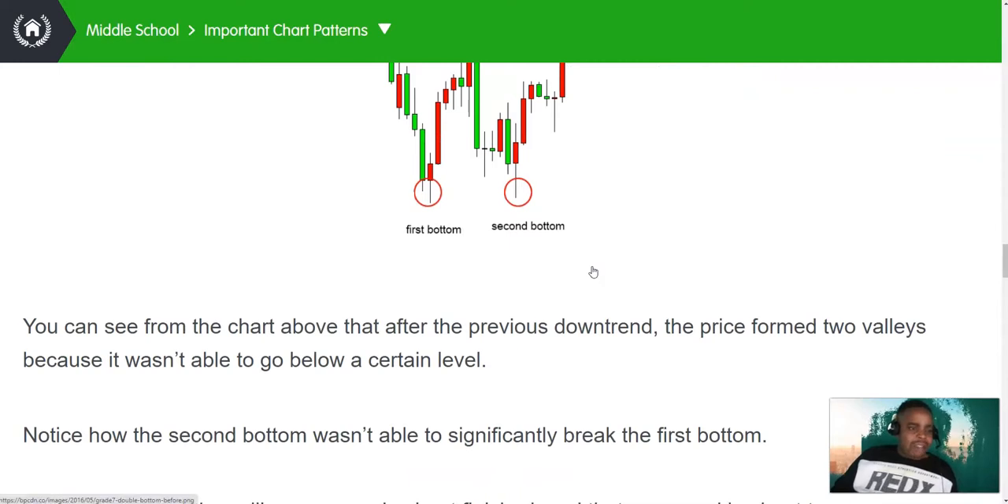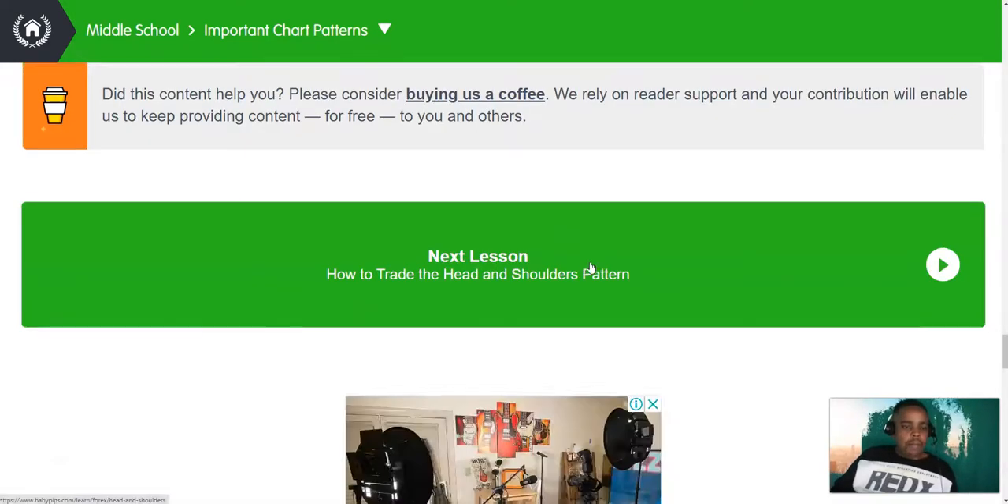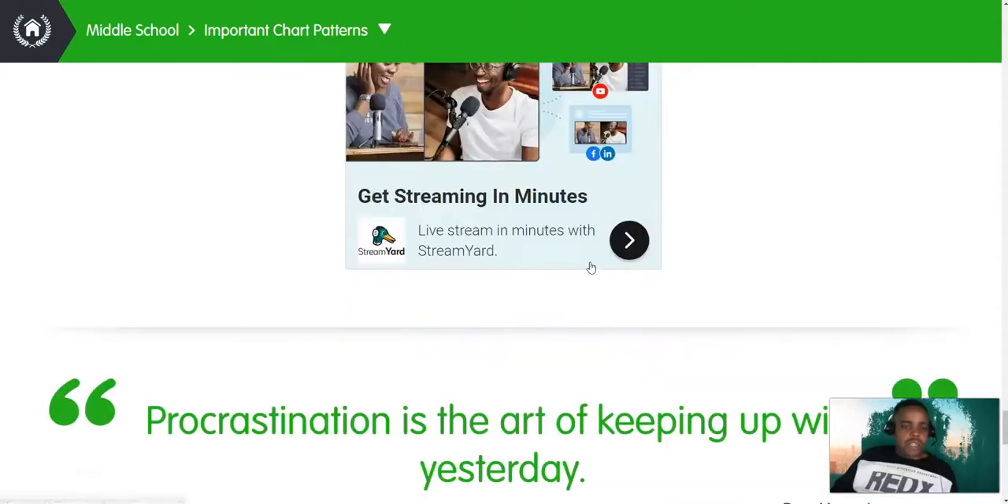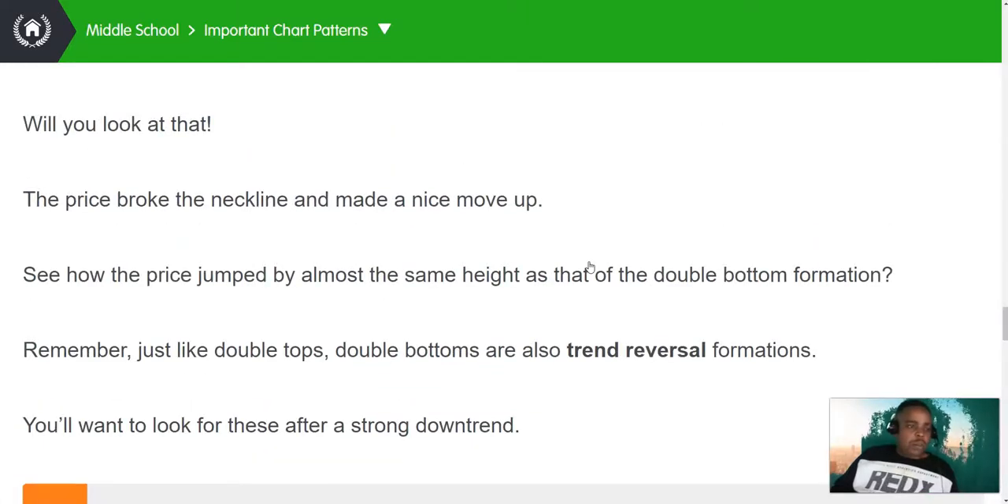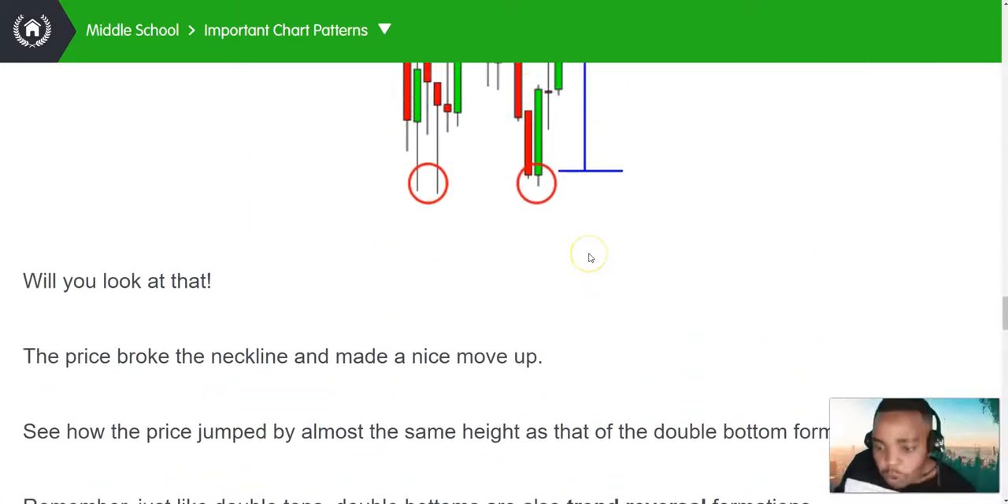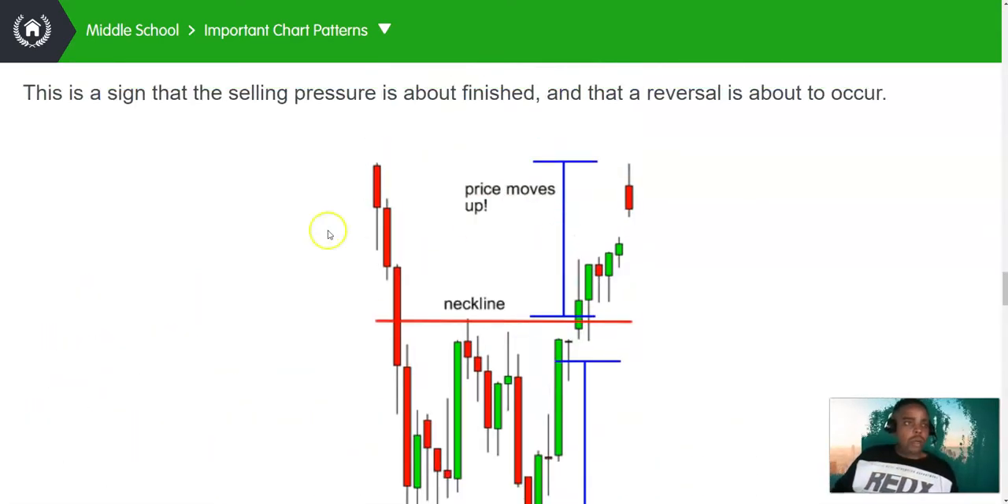Okay, I don't know if I should read the definition of it. This is a sign of a selling. Maybe we should go to the definition, but nah, not really. It's okay, but it's just the opposite of the double top. But now here you are dealing with a double bottom.